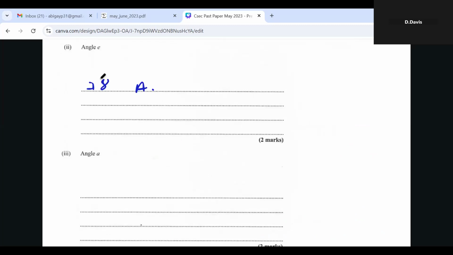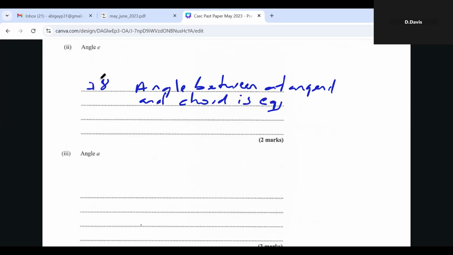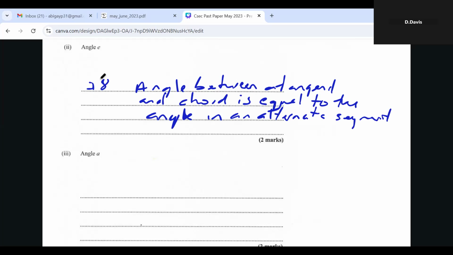So the angle between a tangent and chord is equal to the angle in an alternate segment. All right, so it says 78.